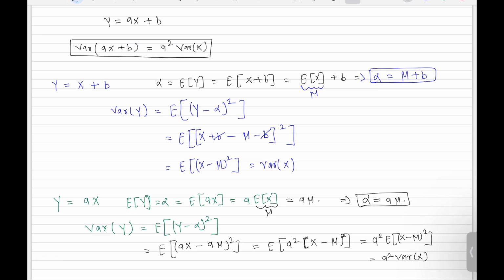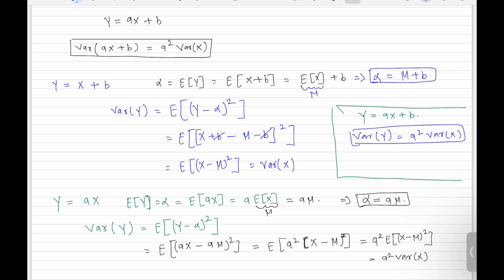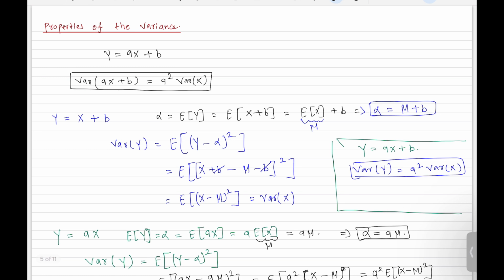So what we can conclude is that if you have a random variable y that is a linear function of another random variable x, and you are adding or subtracting any constant to the random variable, then it will have no effect on the variance. And if you are multiplying by a to random variable x, then the variance of random variable y will get multiplied by a square times the variance of random variable x. And this is the relation that we talked about at the start of this lecture, right? So the overall point is that variance has no such linearity property.